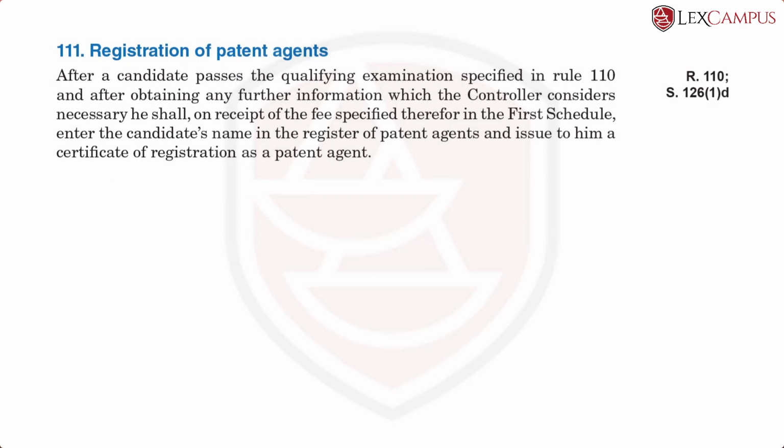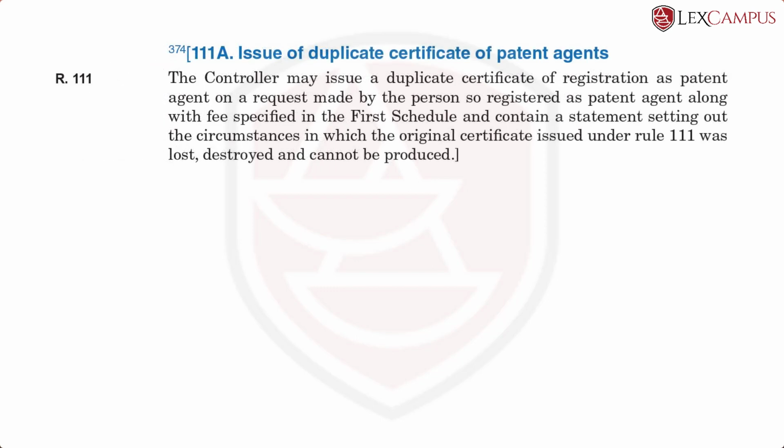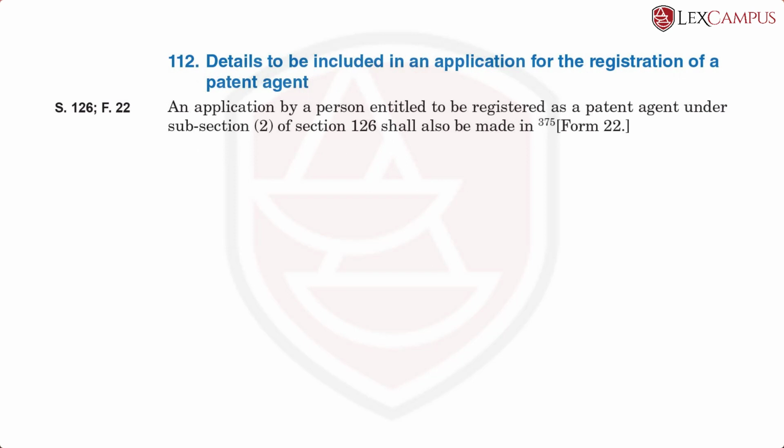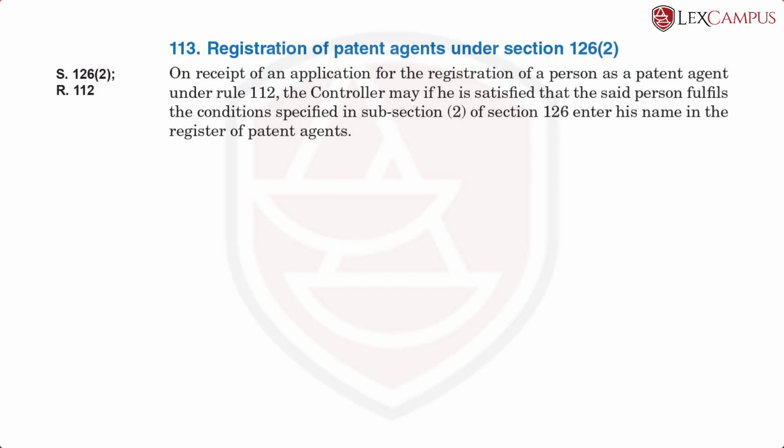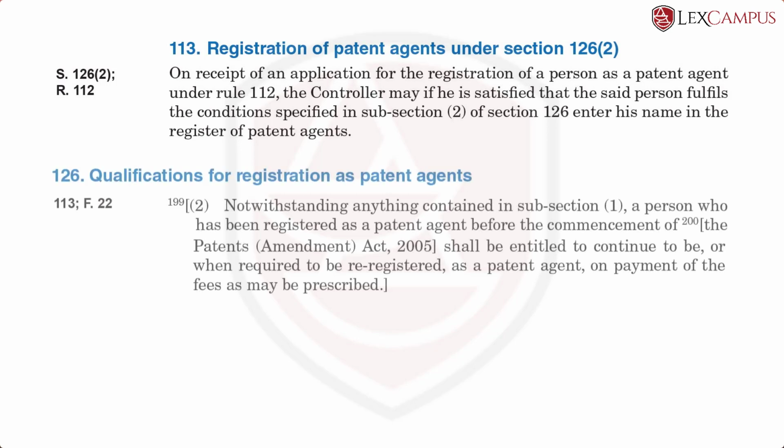Then the certificate of registration that is issued to a patent agent, Rule 111 covers that, and issue of duplicate certificates, 111A. 112 deals with the details to be included in any application for registration of a patent agent, that is filling of form 22. 113 deals with the registration of patent agents under section 126(2), the details of how the procedure happens.